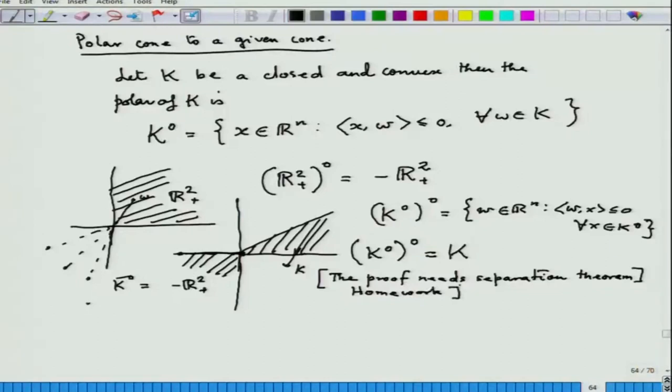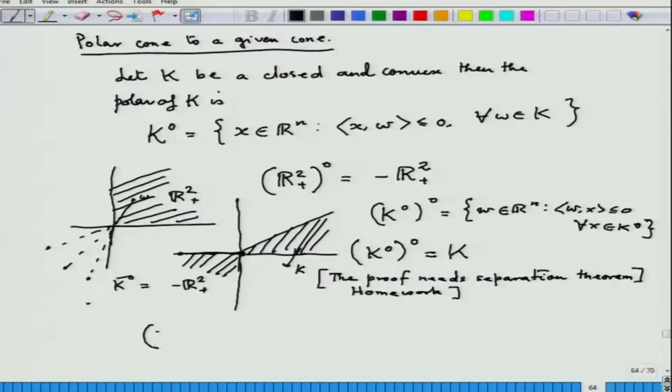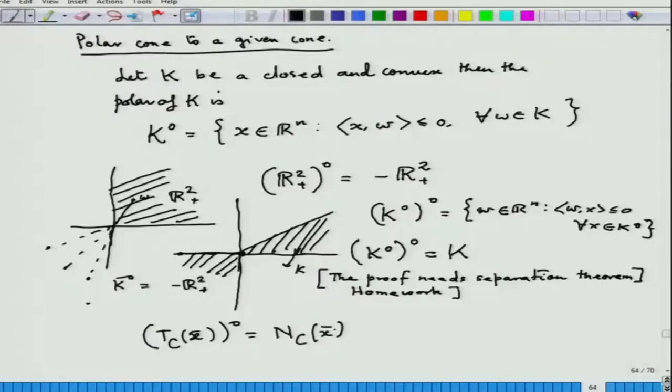Now, why am I telling you all this story of polar and all these things? Does it have any relationship with our subject at hand, tangent cone, normal cones and optimization? The interesting fact is this. If you take the polar of the tangent cone, you come up with the normal cone. Isn't that fascinating? You just have to look into the geometry there. These two things are so geometrically linked, this is the set of all vectors v which make an obtuse angle with the elements of the tangent cone.